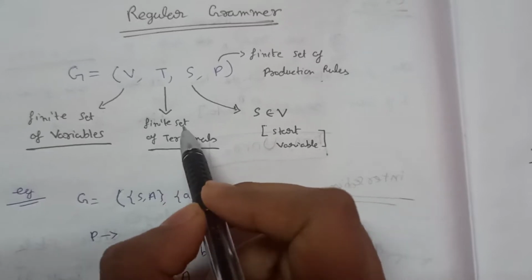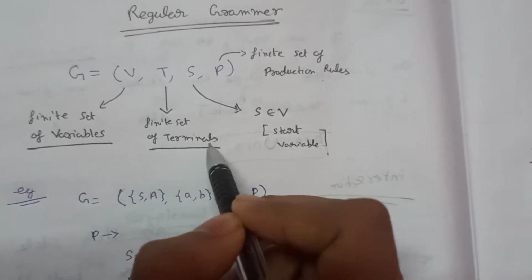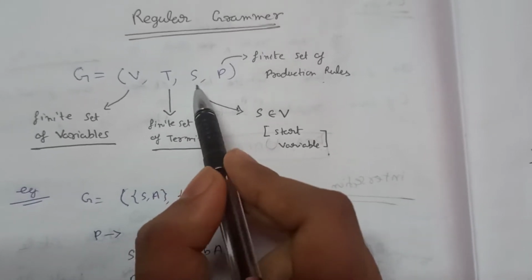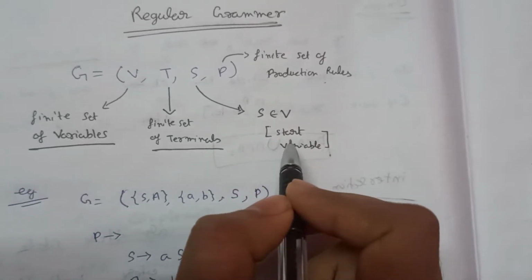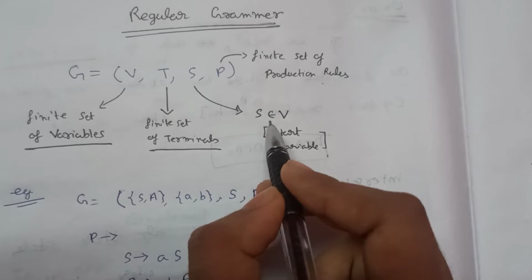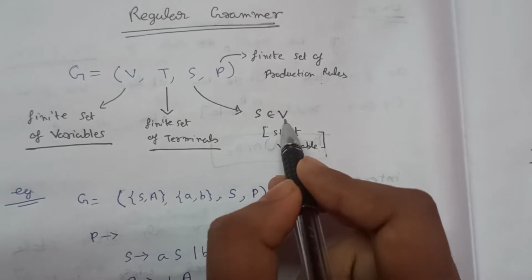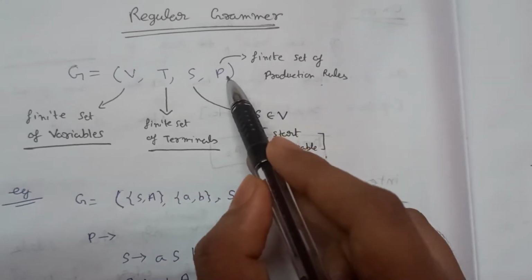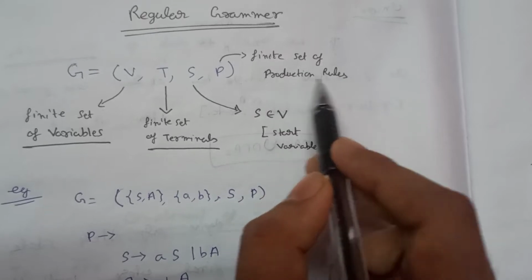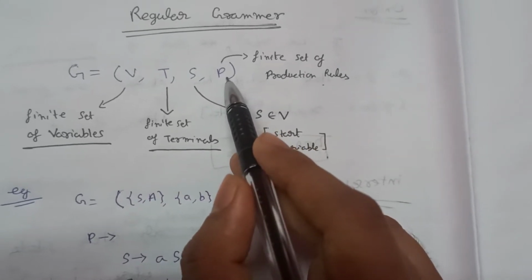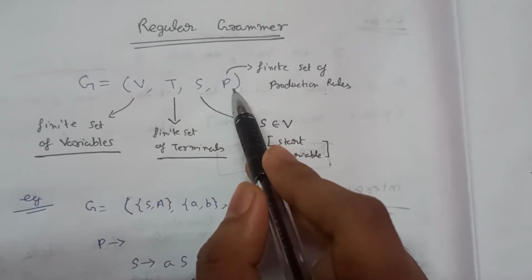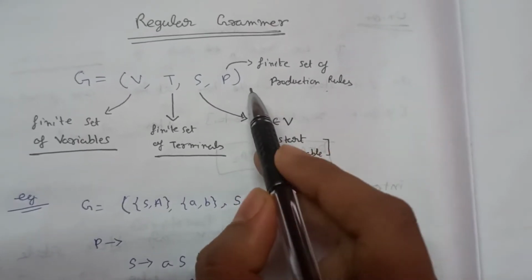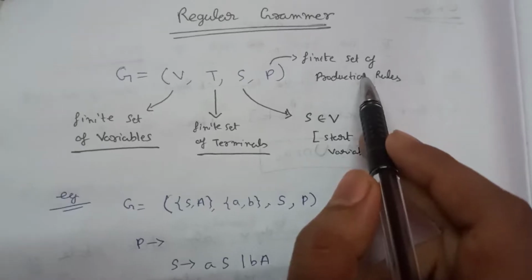And T are the terminals, a finite set of terminals. And S is the starting state, or starting variable, and this is obviously a variable, so it is a part of V. And P is the finite set of production rules. So these production rules are the main part of the grammar. Through these production rules we convert and construct some languages.